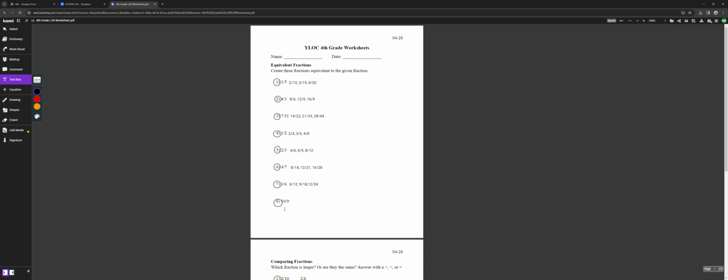For number 8, you have 10/9. So multiply each by 2, you get 20/18. Multiply each by 3, you get 30/27. Multiply each by 4, you get 40/36.